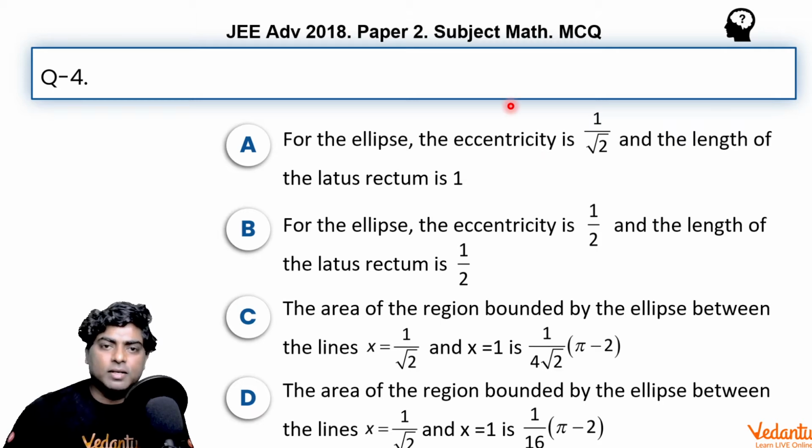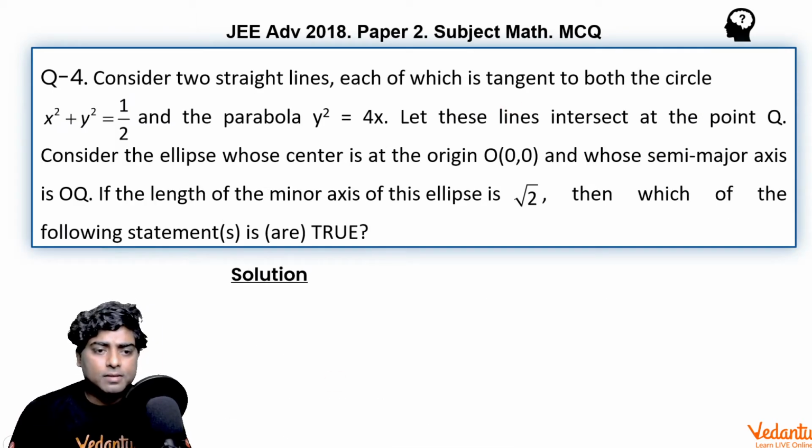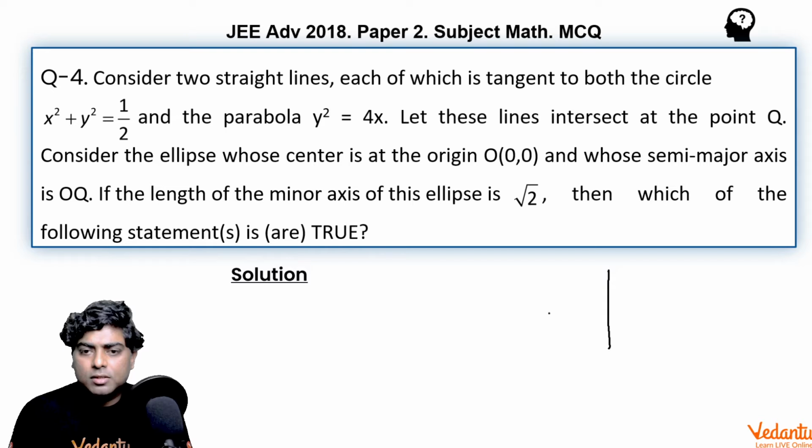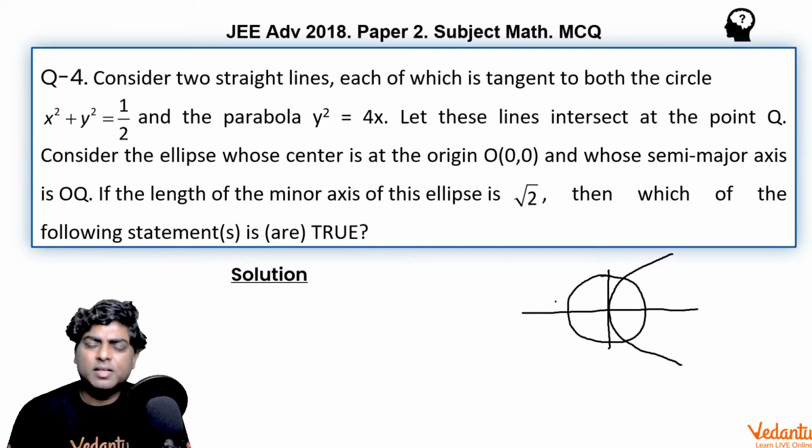So let's see how we can solve it easily. First of all, we should plot these basic curves roughly. I'm going to plot the circle, standard one, and the parabola. From the symmetry it is very clear that they will meet on the x-axis. Take any one of the common tangents of these two curves.